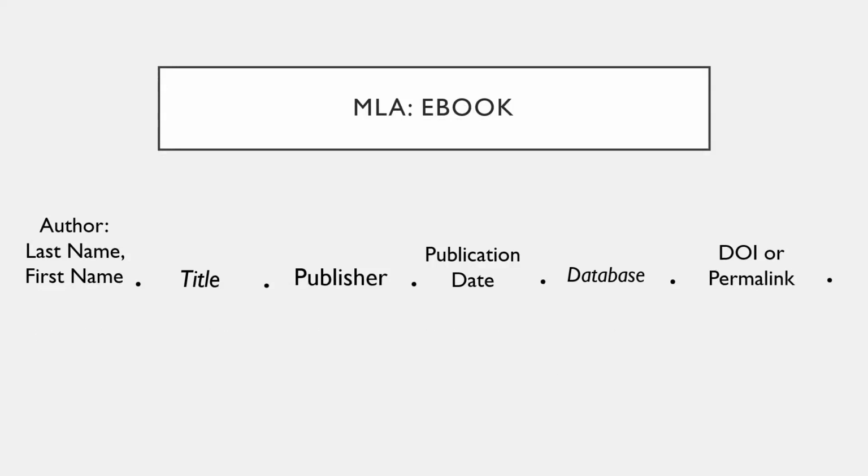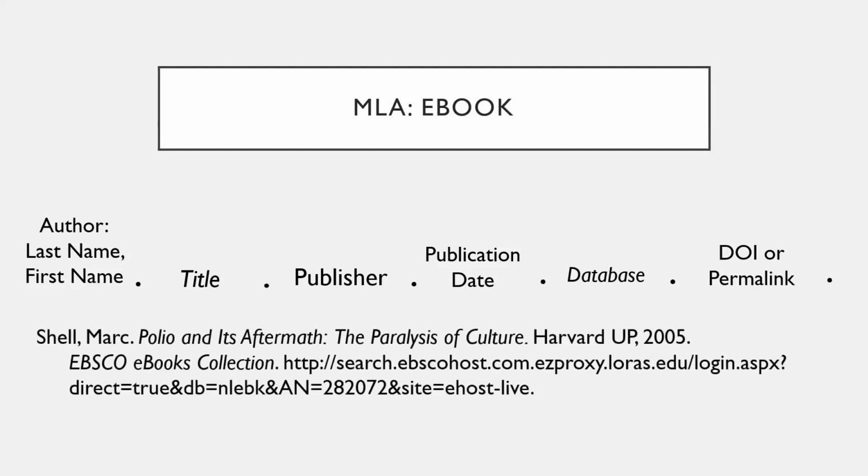Last name, first name, period, title, italicized, period, publisher, period, and then publication date, period. That's the same as a book, but now you add the database. A lot of our books are from EBSCOhost, the EBSCOhost ebook collection, and then you add the DOI or permalink. So this is what it would look like.